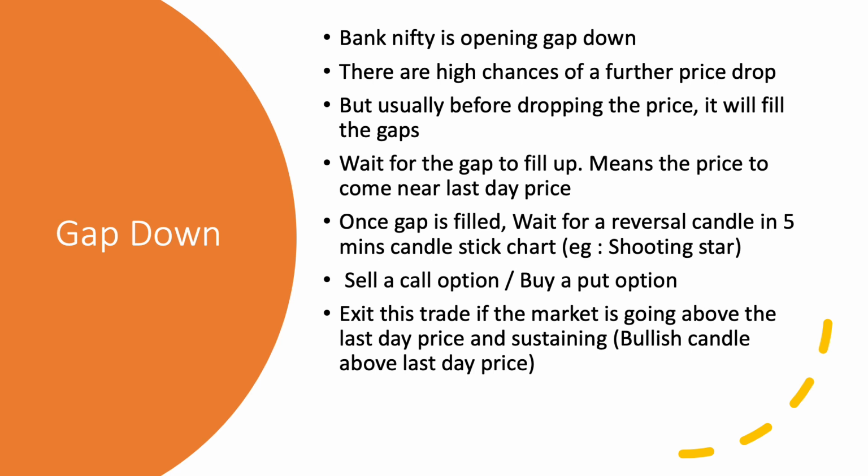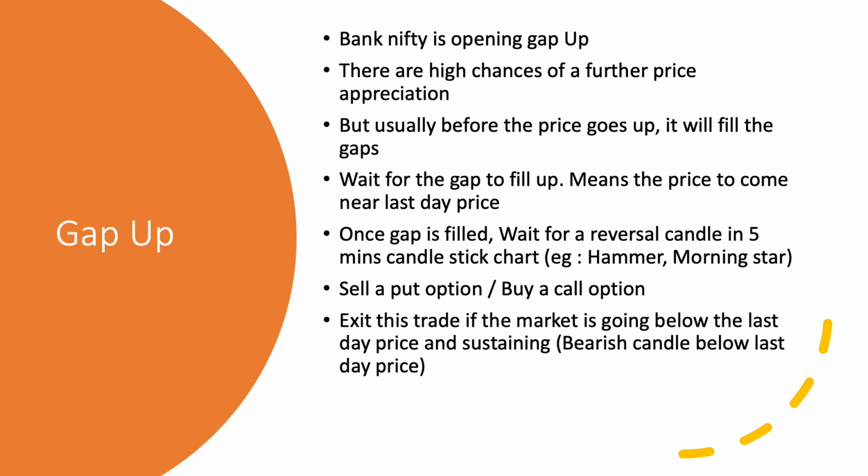You book the profit based on your judgment. When you are seeing a reversal candle in your downtrend, or in your uptrend you are seeing a reverse candle, you close this trade. Then we will see how to trade gap up. It's opposite to gap down.